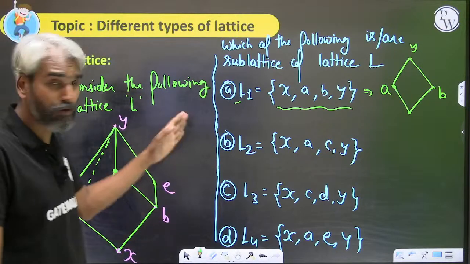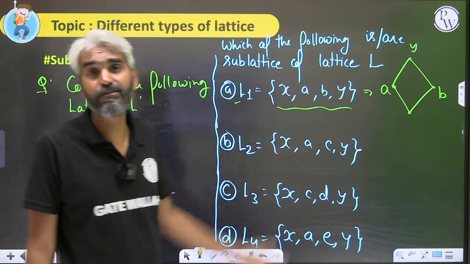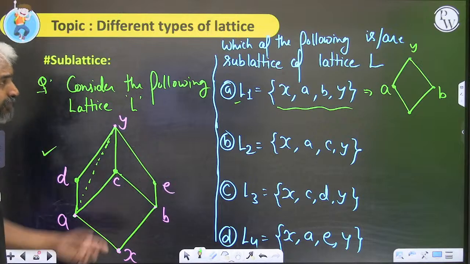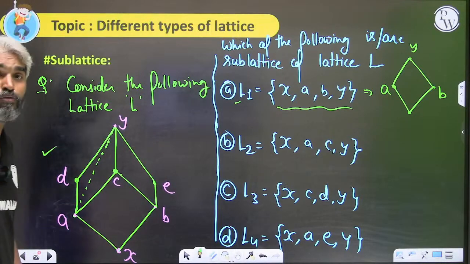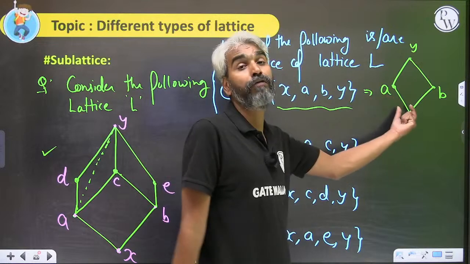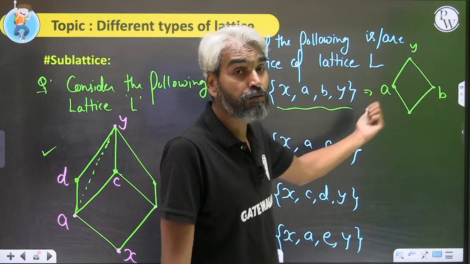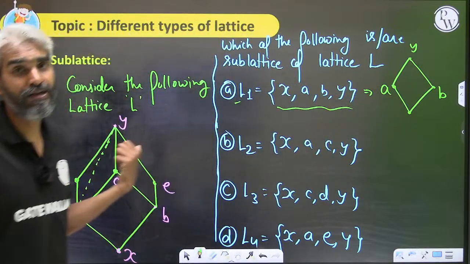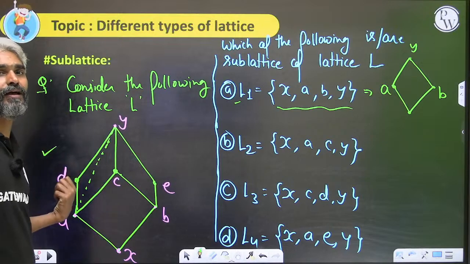But still, we don't know whether L1 is a sublattice of L or not. To check whether L1 is a sublattice of L or not, we need to make sure that the least upper bound and greatest lower bound for every pair of elements of this set L1 should be exactly the same as the least upper bound and greatest lower bound for that pair of elements in L.